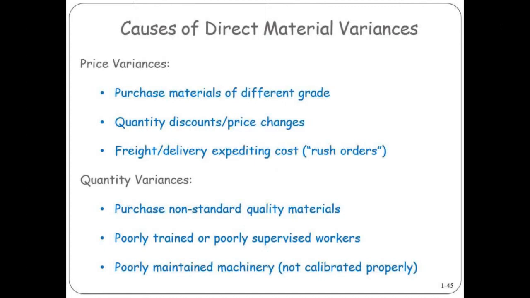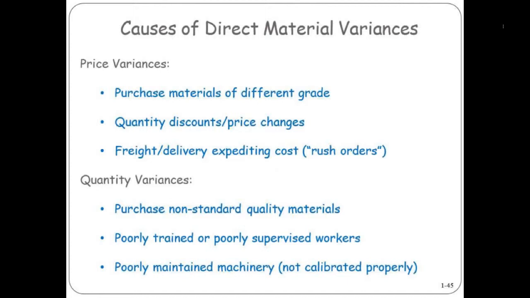Quantity variances, maybe you purchased lower quality goods. Maybe you decided to try something different and see if lower quality raw materials would work for you. Well, you needed more of it to get it done. Maybe your employees weren't trained right. Maybe you have new people coming in and they're not doing the job the way they should, and there's more waste than usual. Maybe your machinery needs to be maintained better. So those could cause quantity variances.